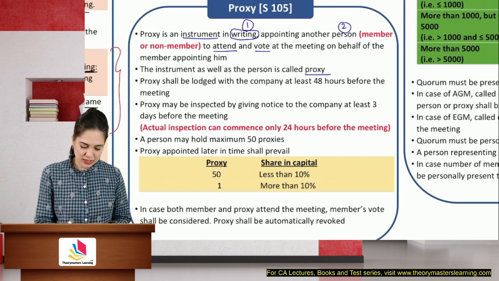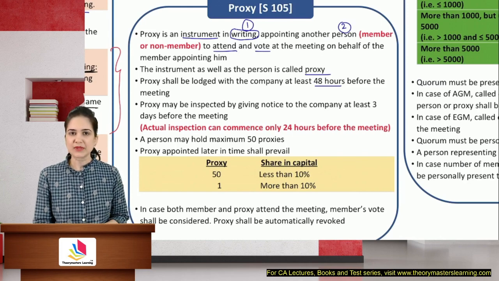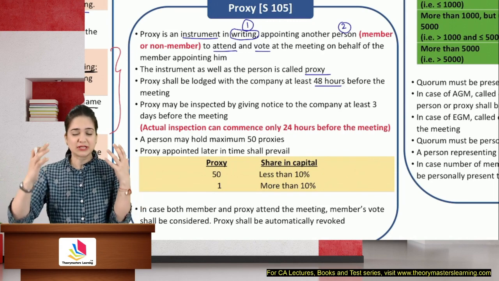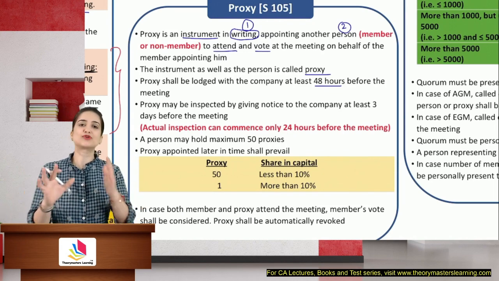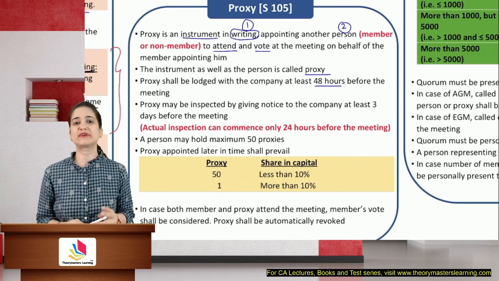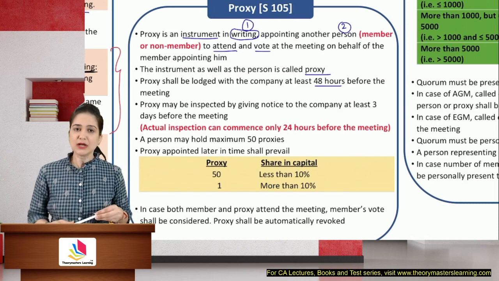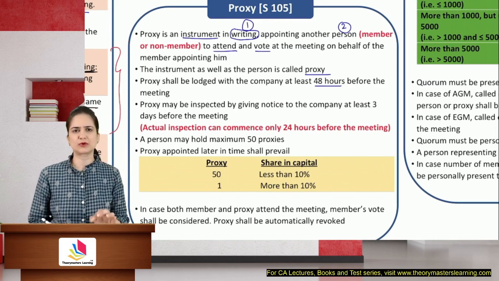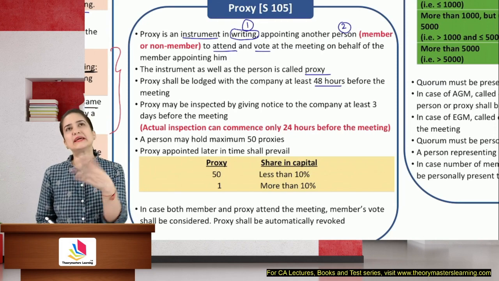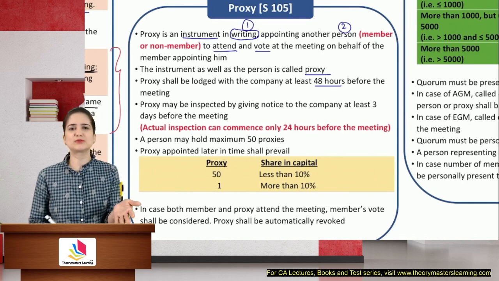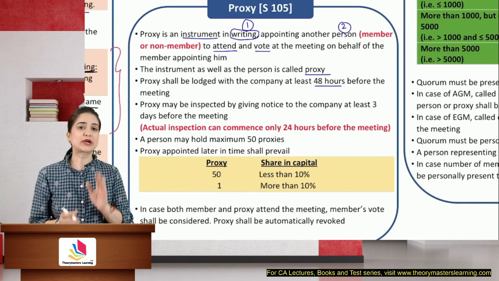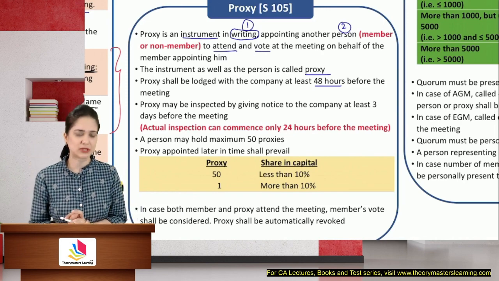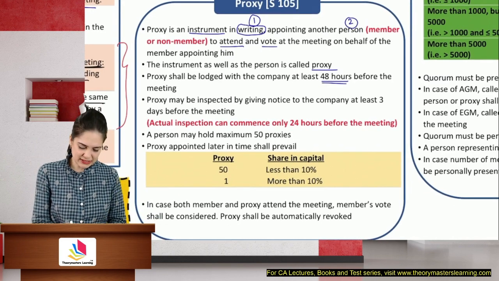Proxy will be lodged with the company at least 48 hours before the meeting. So the law says, inform us. The company says, inform us who's going to come and attend the meeting, and that information should be given at least 48 hours before the meeting. You can give a shorter notice. Your articles can allow a shorter notice. Even if you give us, let's say, 12 hours or 24 hours notice, we are fine with it. You cannot ask for a longer period. You cannot say, no, you have to give at least 72 hours notice. That is not allowed. So 48 hours before the meeting, that is allowed.